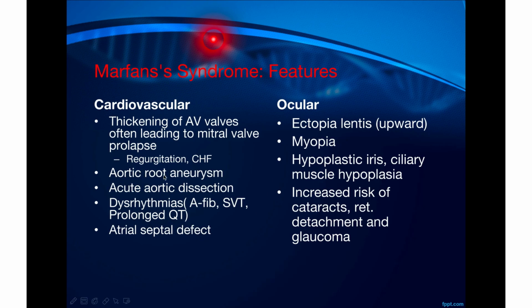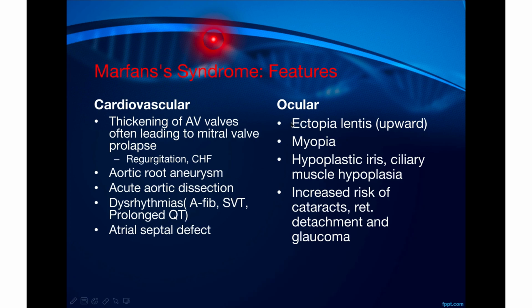Okay, and also we're going to see aortic root aneurysm, again due to the connective tissue disorder. We're also going to see acute aortic dissection. Also adding to that, we're going to see dysrhythmias such as AFib. We're also going to see prolonged QT segments as well as SVTs. We're also going to see atrial septal defects in these patients.